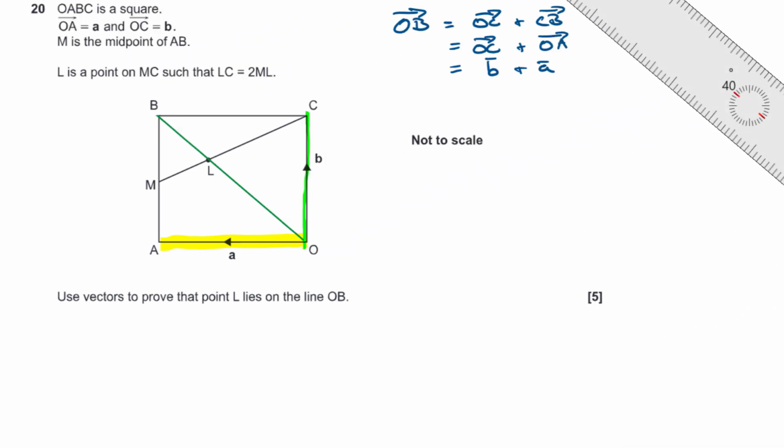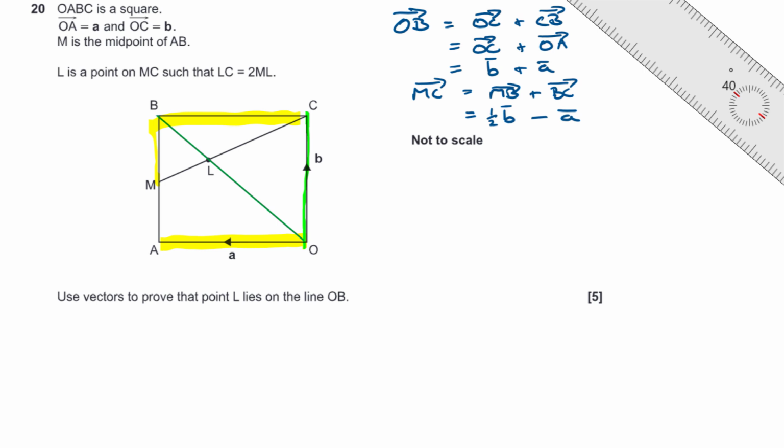Okay, and then let's have a look at the other one now, M to C. What is M to C? So we can see that M to C then is equal to M to B plus B to C. Now M to B is going to be half B, isn't it? Because M is the midpoint, and B to C is going to be minus A. Okay, so I've got half B minus A is my vector from M to C.